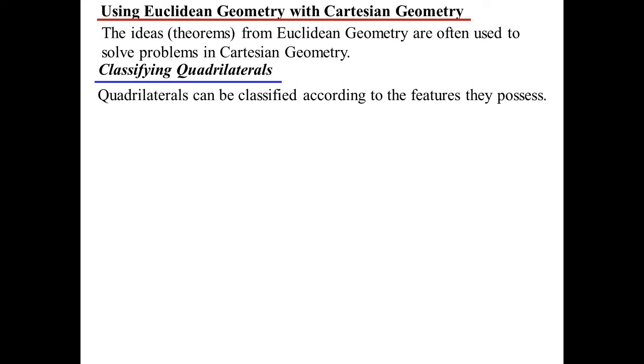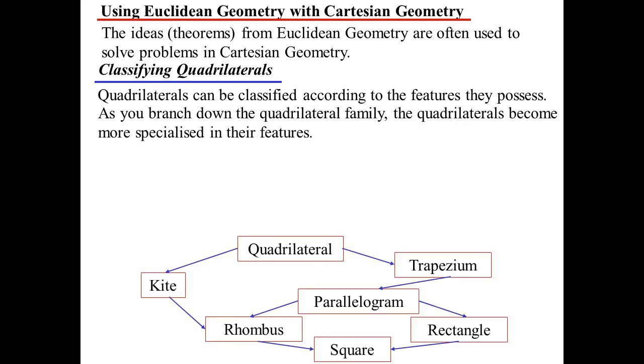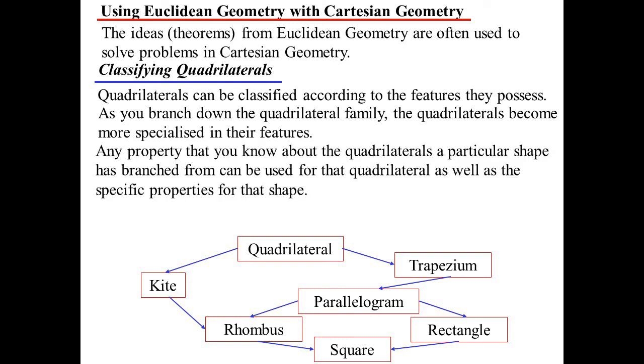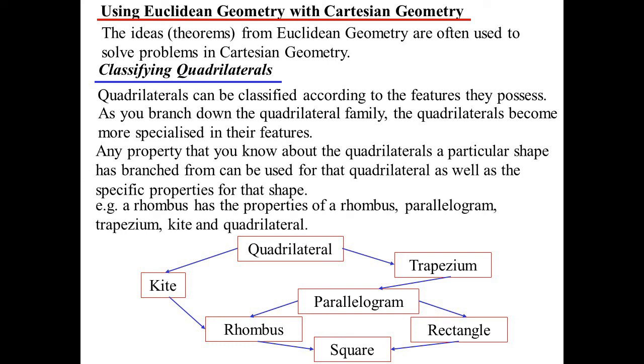So how do you classify them? Well, you classify them depending on the features that they have. It's like a little family tree and you branch down to get more specialised as you go down. So you start off with the most basic quadrilateral, that is the quadrilateral, and then you can branch down and get all the other ones. Now, whatever it branches from has those features. So, for example, I think the example I used there was a rhombus. Yeah. So a rhombus will have all the features of a kite, a parallelogram, a trapezium, well, a quadrilateral for that matter, and it may even have some of its own as well.